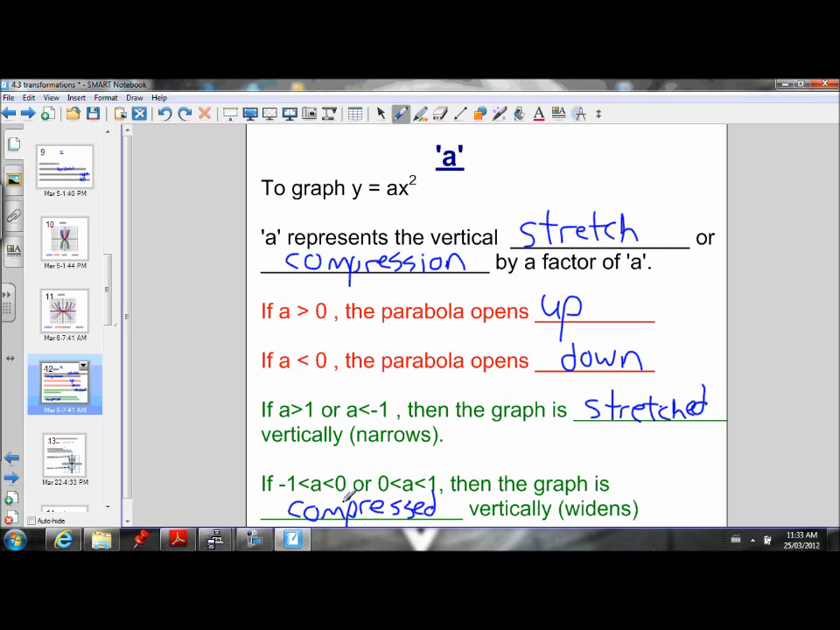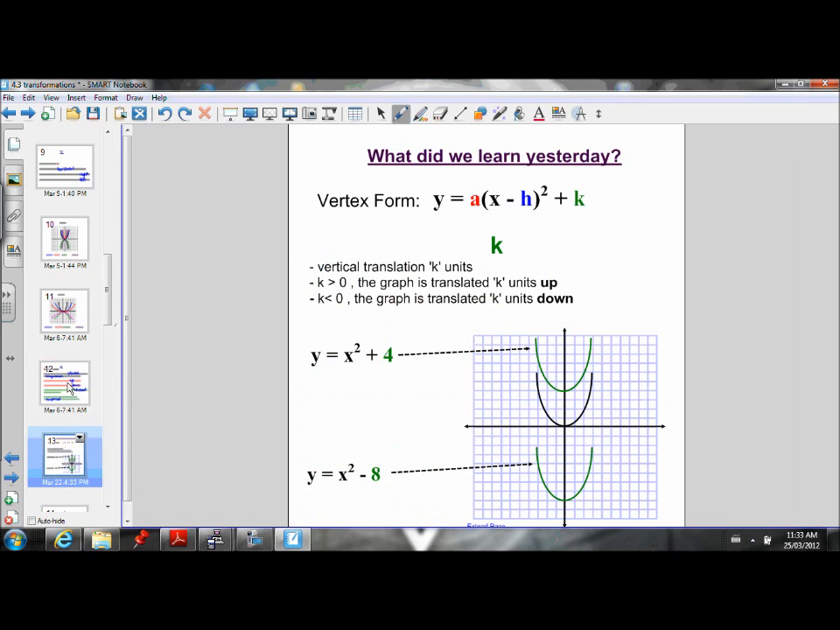Vertically. Or you can think of it as widening. But make sure, again, you describe it as the graph is compressed vertically by a factor of whatever the a value is. Okay? Good.